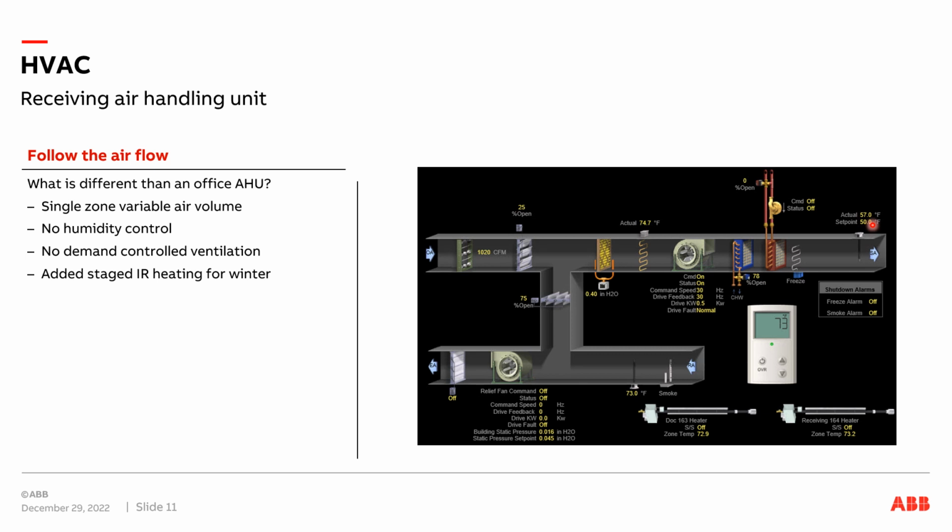And because, as I mentioned earlier, it gets a little cold in Wisconsin sometimes, we added infrared heating over here. One thing I didn't really touch on in the previous air handler was the relief fan. Somebody might call this exhaust. What this does is take any air that's coming back and send it outside. This also helps us maintain our building static pressure.